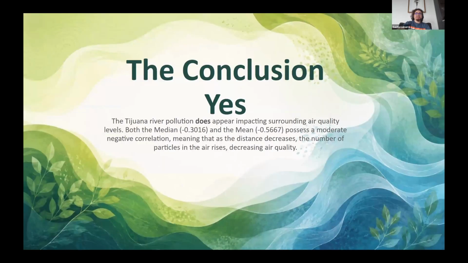Okay. This is the conclusion. The Tijuana River pollution does appear to be impacting surrounding air quality levels, with both the median and the mean possessing a moderate negative correlation, with the mean being a significantly stronger moderate correlation.